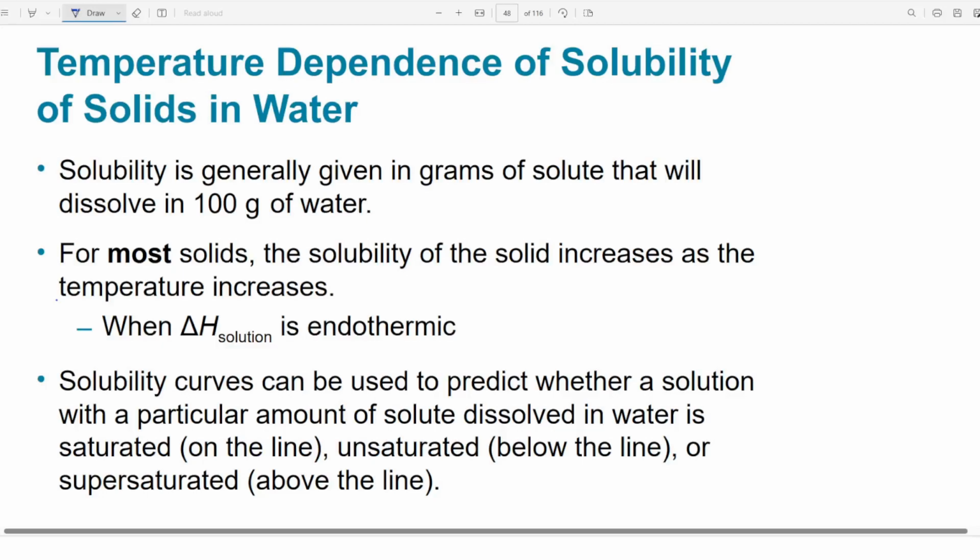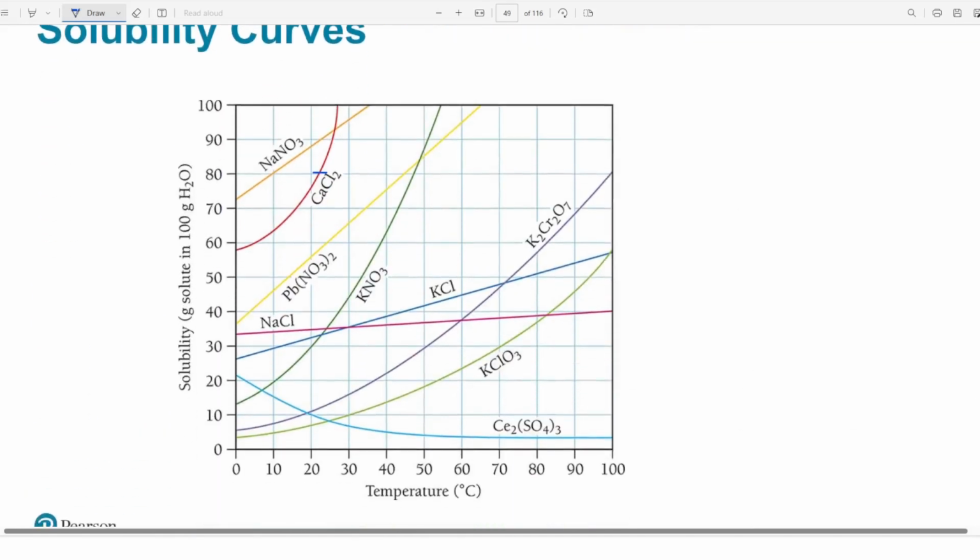For solids, solubility is generally given in grams of solute that will dissolve in 100 grams of water. For most solids, the solubility of the solid increases as the temperature increases, and we can use solubility curves to predict whether a solution with a particular amount of solute dissolved in water is saturated, unsaturated, or supersaturated. Here we see some solubility curves. We have solubility on the y-axis and temperature on the left.